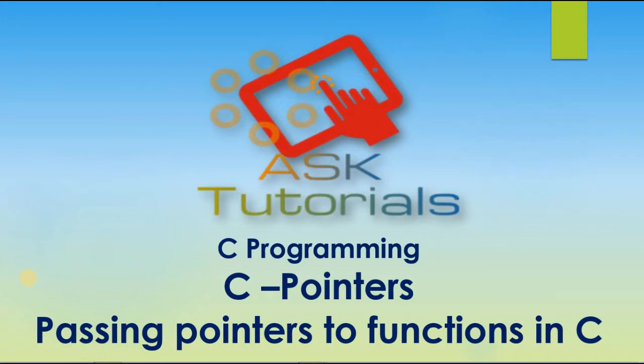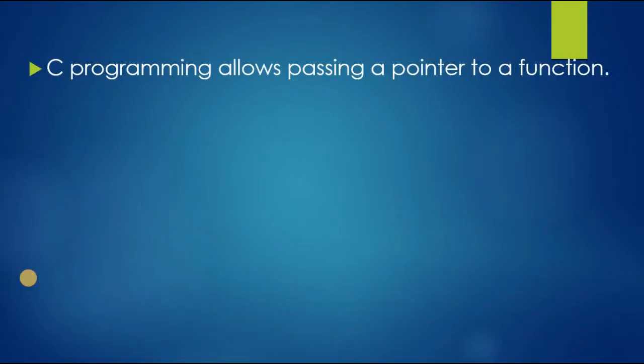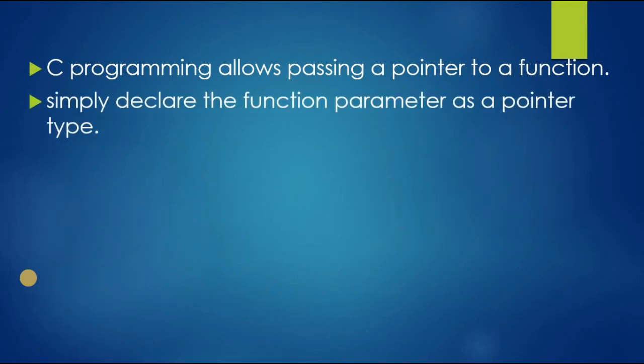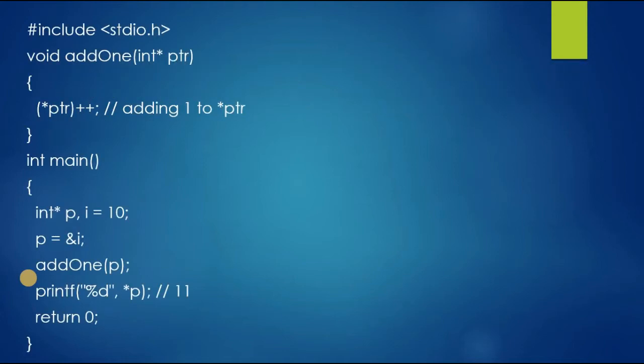Now let's get started with the video. First we will see how to pass a pointer in C. C programming allows passing a pointer to a function by simply declaring the function parameter as a pointer type. When we are passing a pointer to a function, we should give the parameter as a pointer type in the function. This is an example of passing a pointer to a function.